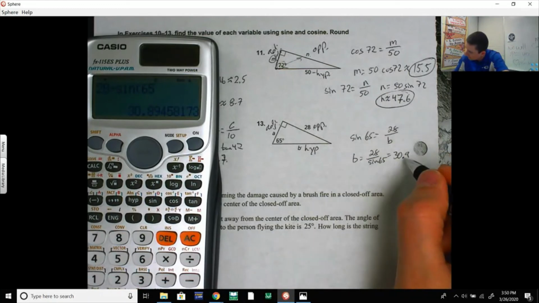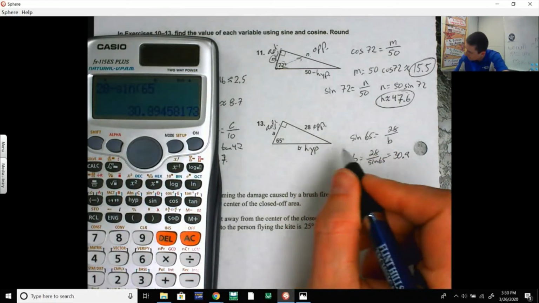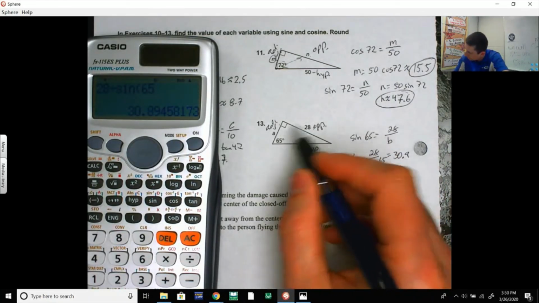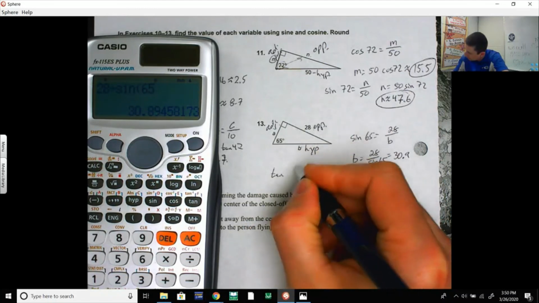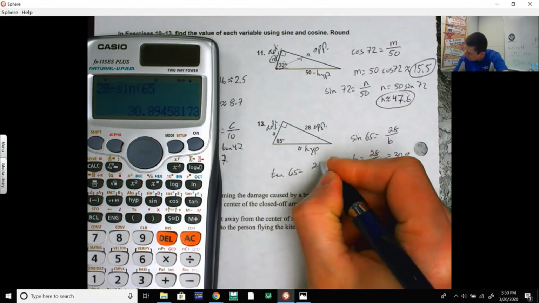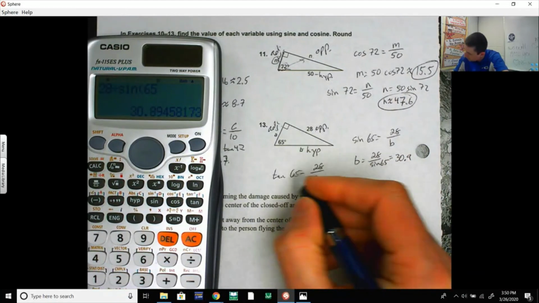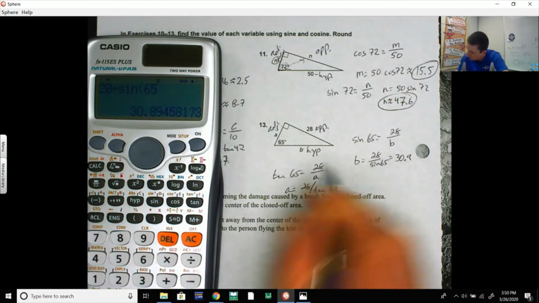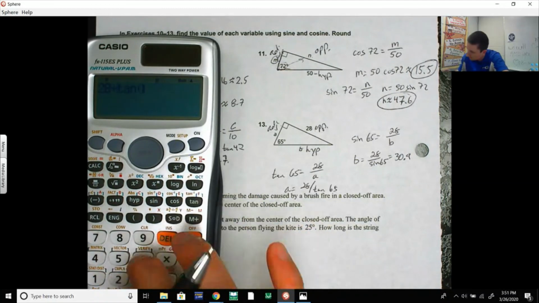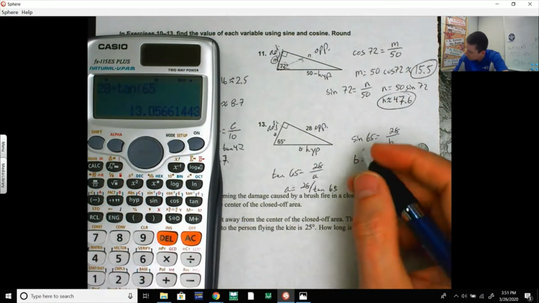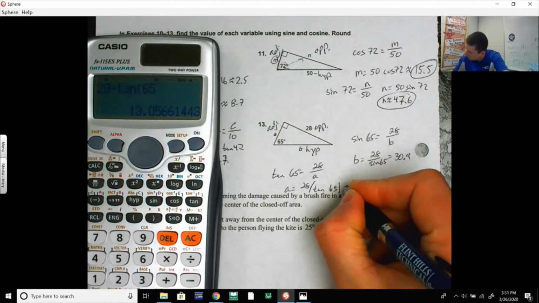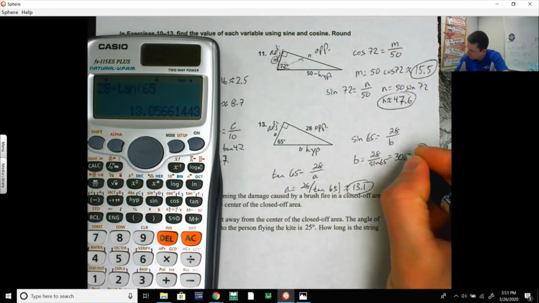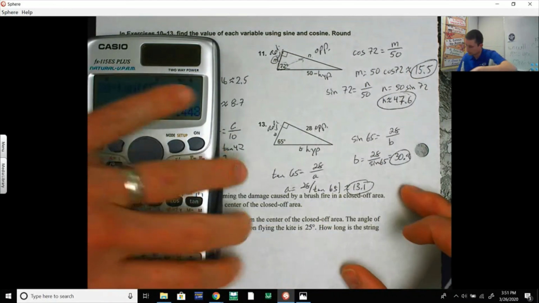Okay. So B was 30.9, and A again tangent. The tangent of 65 equals 28 over A. So A is 28 divided by the tangent of 65. 13.1. Okay, sorry, this one's getting long.